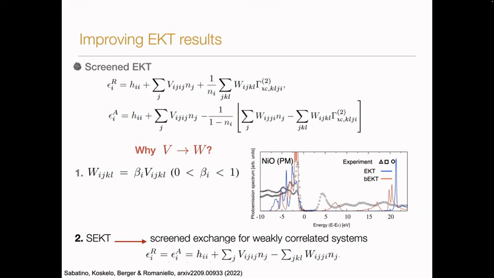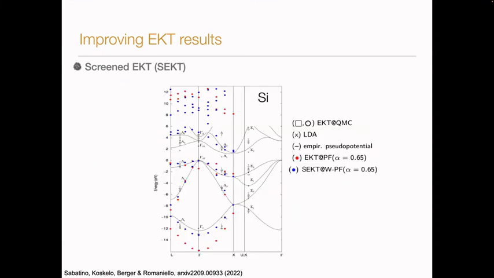And then this modified screened EKT equation reduces to the screened exchange equation when a system is described by a single Slater determinant. You can show easily that they reduce to the screened exchange of many-body perturbation theory, when essentially the occupation numbers are 0 and 1, which is the case for weakly or moderately correlated systems. Okay, so let's see how this screened EKT works.